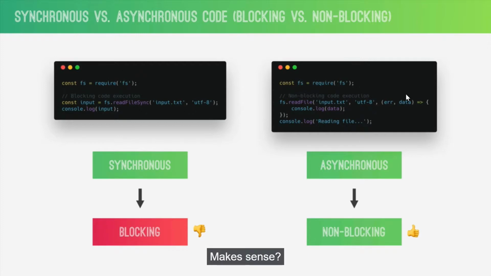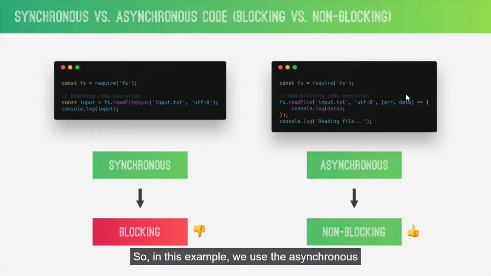Make sense? So in this example, we use the asynchronous read file function, which accepts a callback function. This will start reading the file in the background and then immediately move on to the next statement, printing to the console the string "reading file". So again, you see, we are not blocking the execution here. Then, when the file is finally completely read, the callback function will be called, and so the data that was read will then be printed to the console. So that's quite different from the synchronous version, isn't it?